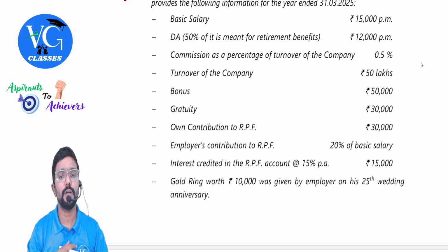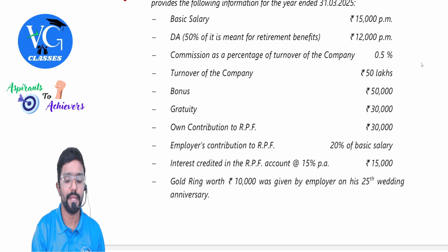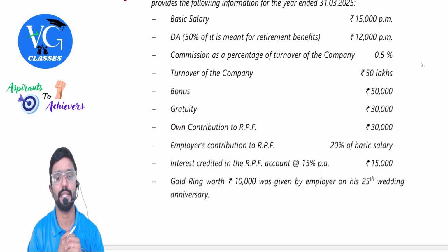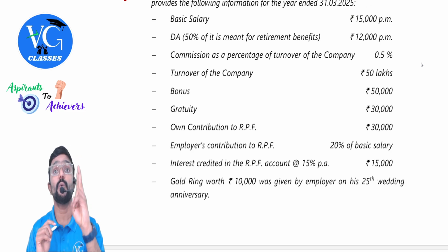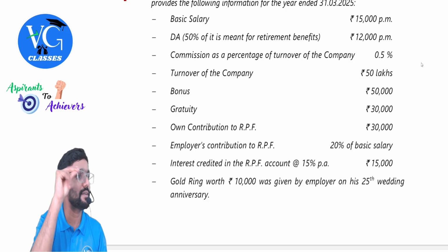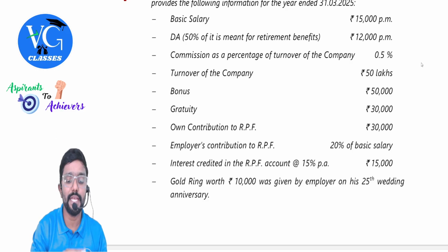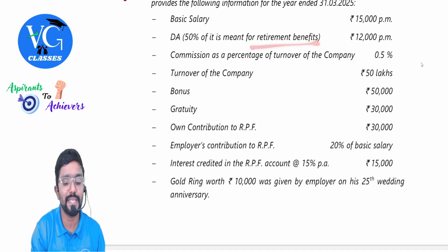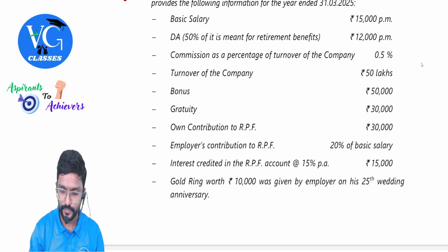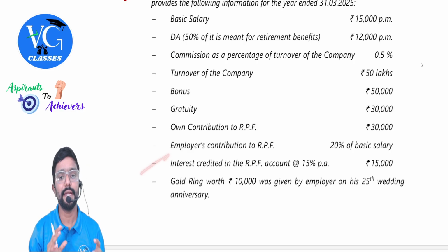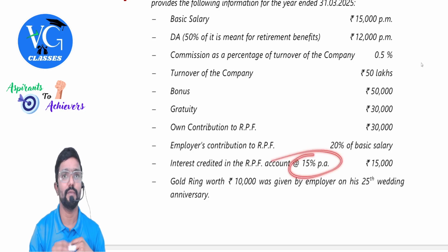Own contribution to RPF. Own contribution means employee contribution, guys. 30,000. Employer contribution to RPF, 20% of basic pay. But exemption is available for 12% of salary. What is 12% of salary? Basic pay plus DA forming part of retirement benefit plus commission, if it is expressed as a fixed percentage of turnover. Interest credited in recognized provident fund account, 15% per annum, 15,000.